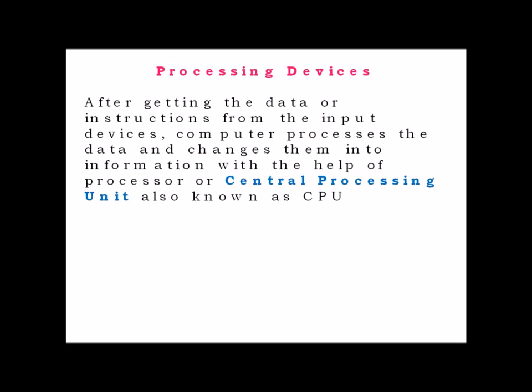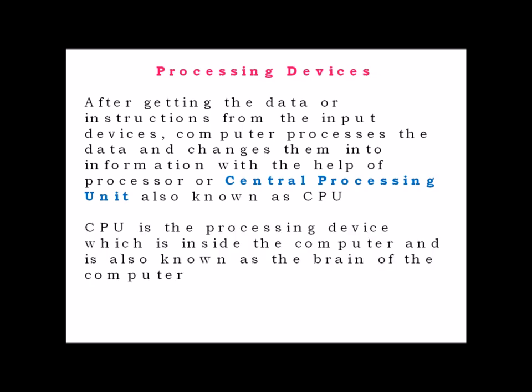Processing devices. After getting the data or instructions from the input devices, the computer processes the data and changes them into information with the help of the processor, or central processing unit, also known as the CPU. The CPU is the processing device inside the computer and is also known as the brain of the computer. Processing devices control and direct all the operations of the input and output devices.